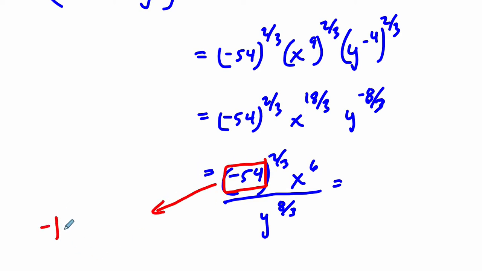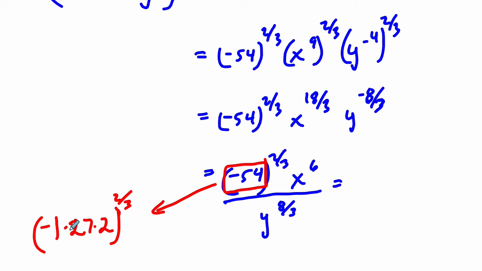I chose negative 1 times 27 times 2. Now think about why I might do that. There are lots of factors to choose. Why did I choose 27, for example? Well, I chose 27 because I know I'm taking the third root, and 27 is a perfect cube. It's 3 times 3 times 3.